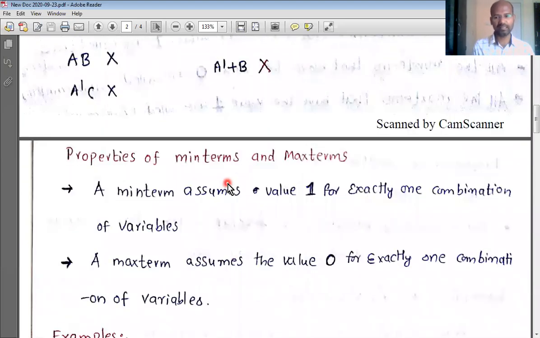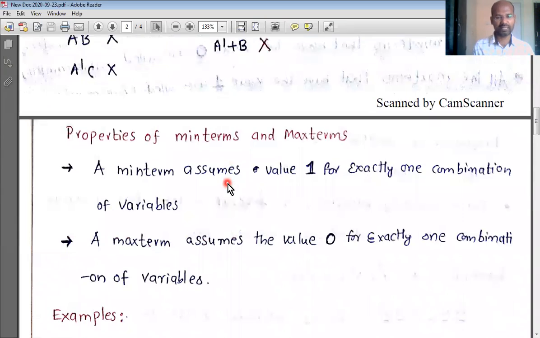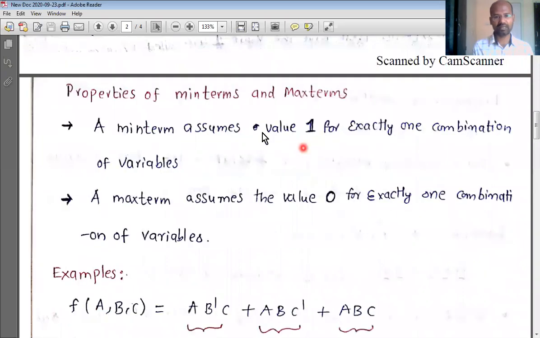Now let's see. There are unique properties for min term and max term. Properties of min terms and max terms. Now let's see what those properties are. A min term takes a value 1 for exactly one combination of variables. Let's say there are 3 variables. How many combinations of inputs are possible? 8 combinations. 0, 0, 0, 0, 0, 1, 0, 1, 0, like that.